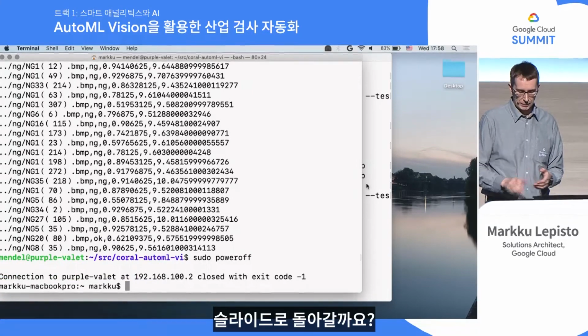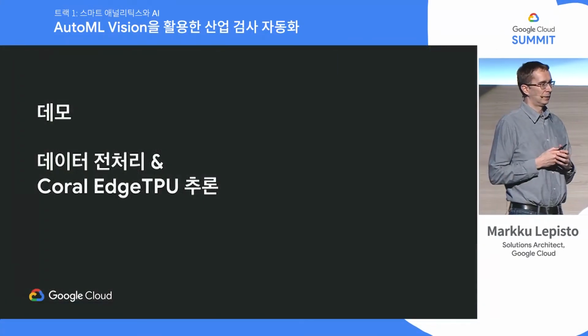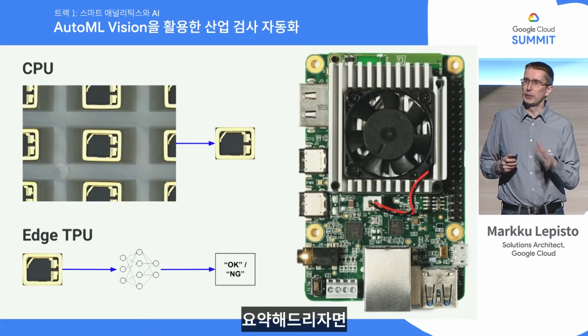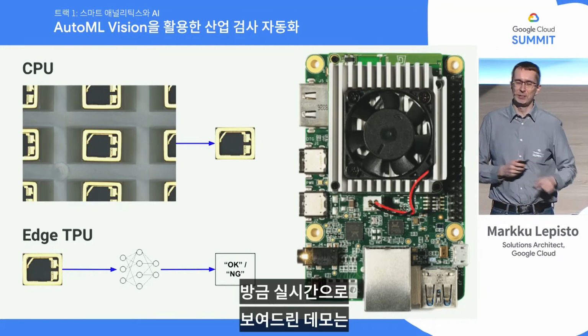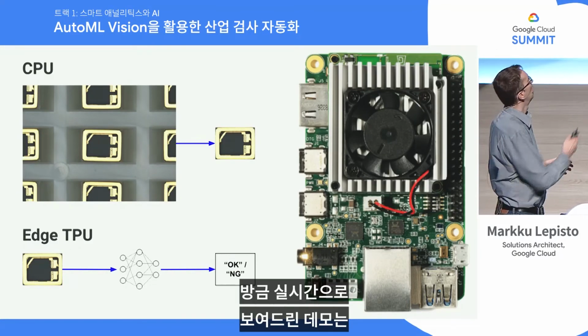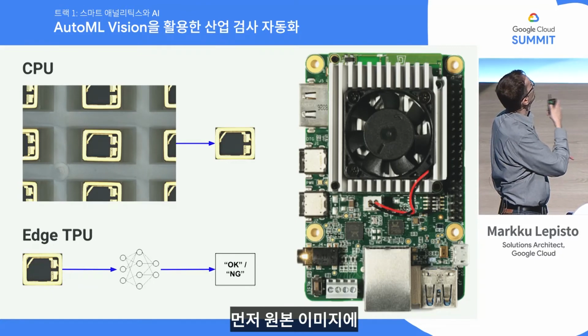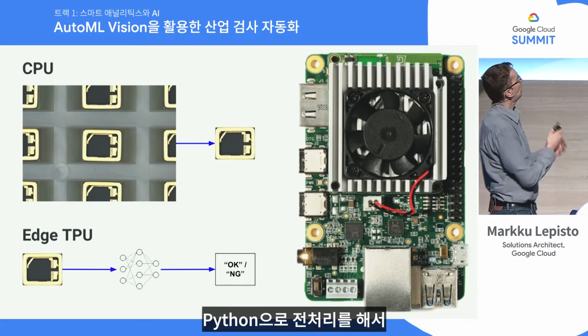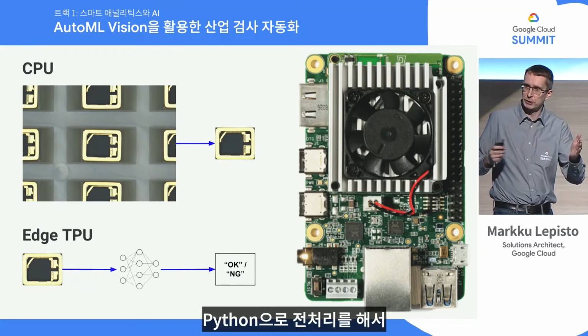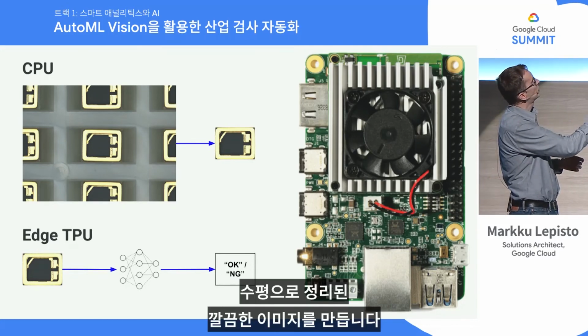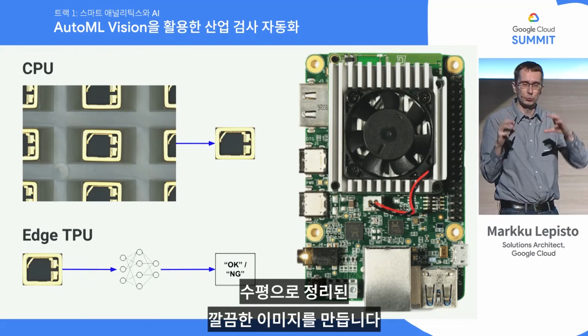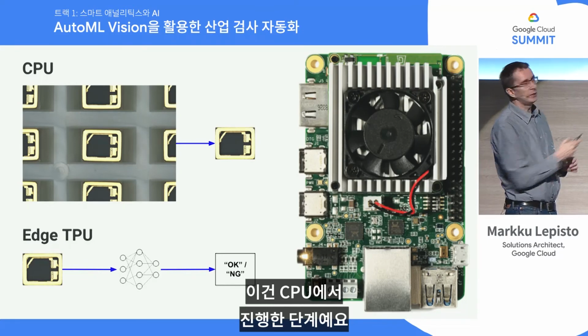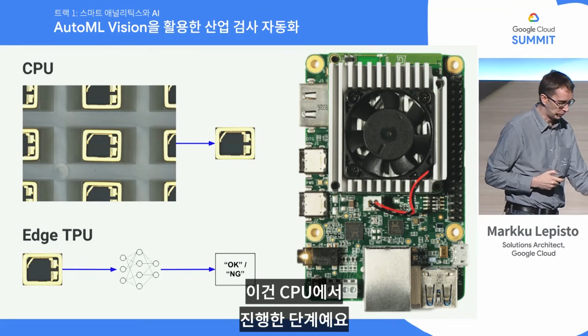Let's go back to the slides, please. So just to recap what you saw, the demo that I just showed you, the live demo. First, we have the raw image. Then we use this Python pre-processing that I made to get this nicely cropped object that is not rotated. That was running on the CPU of the development board.